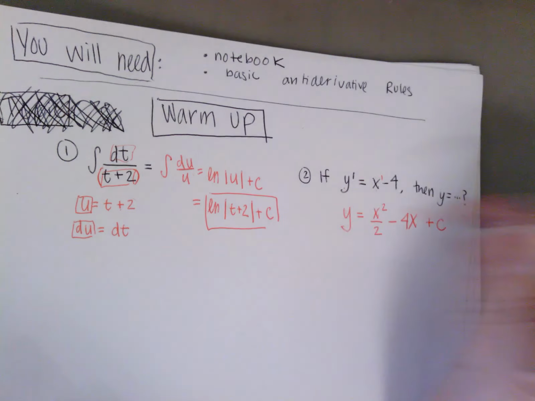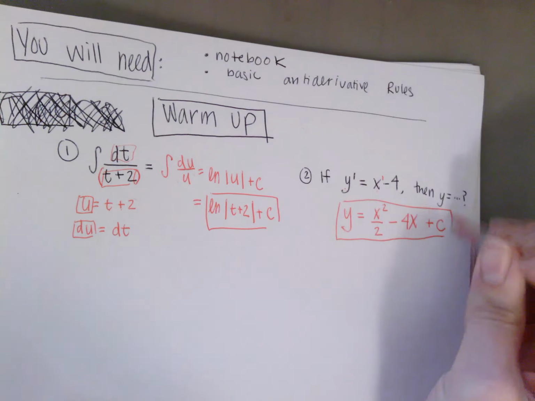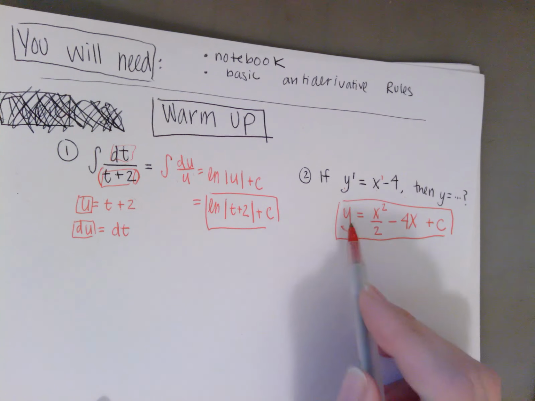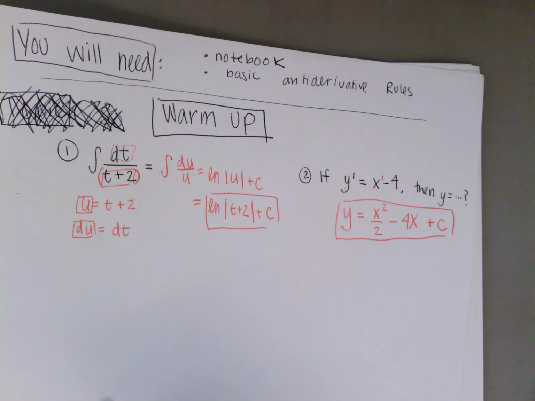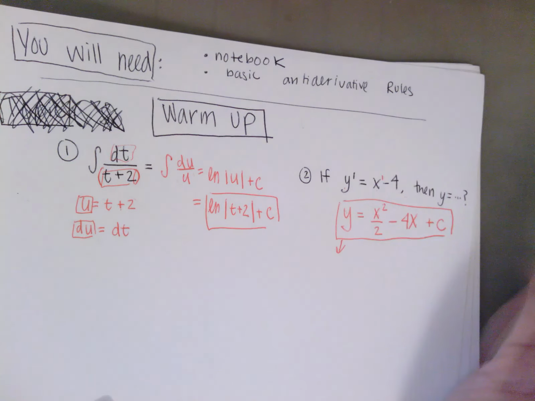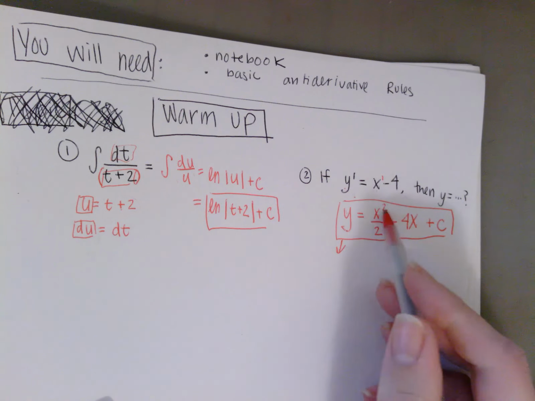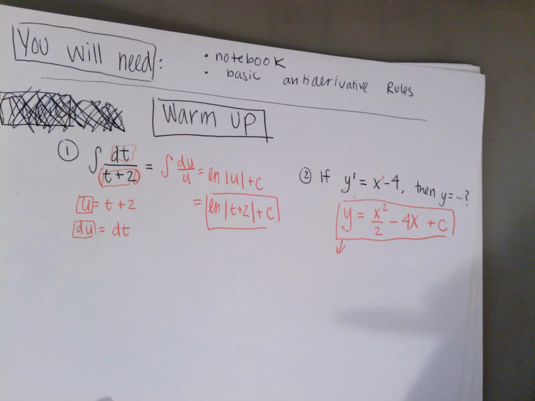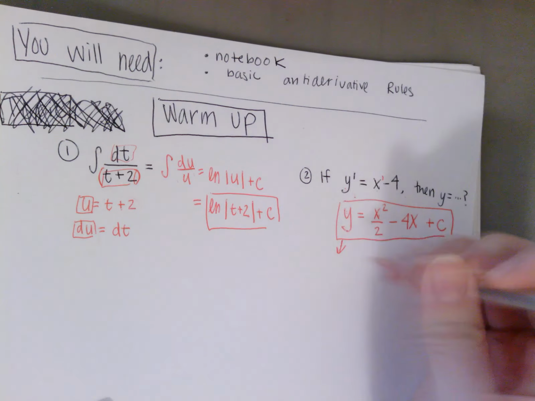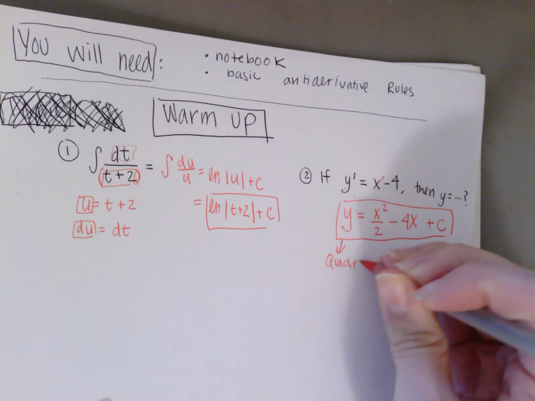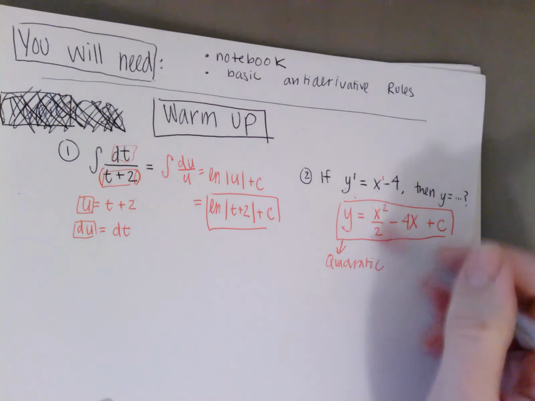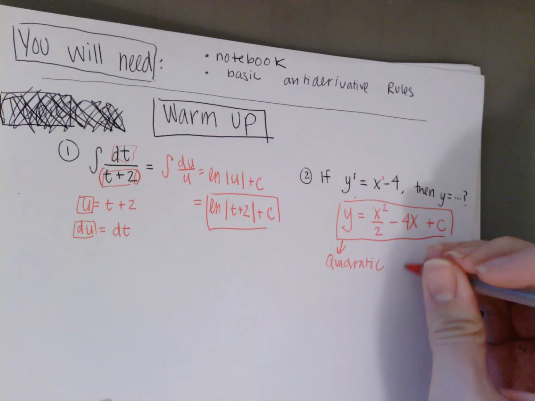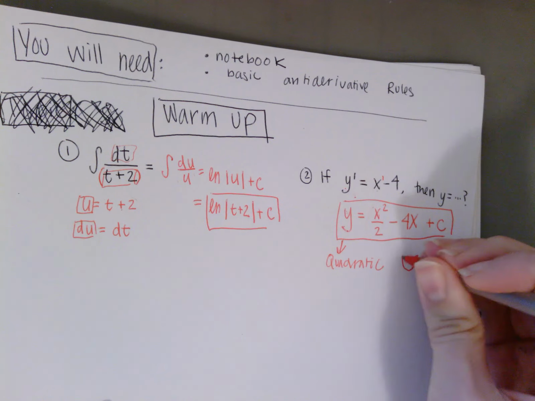Now, I want to talk just a little bit more about this answer. I want to think about what the function y equals x squared over 2 minus 4x plus c looks like, because that's going to help us with our lesson today. Well, this is a quadratic function. It's a parabola, and because this x squared term is positive, it's going to be facing up. So I've got some parabola that faces up.